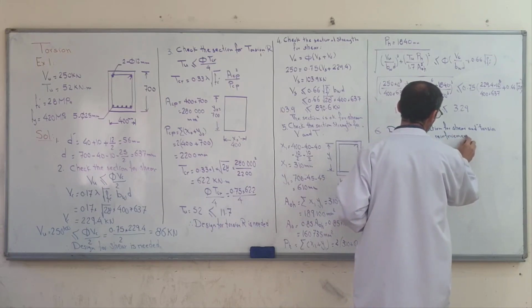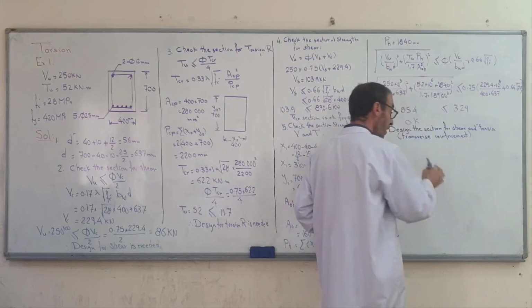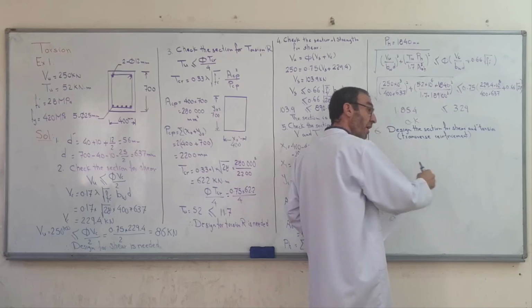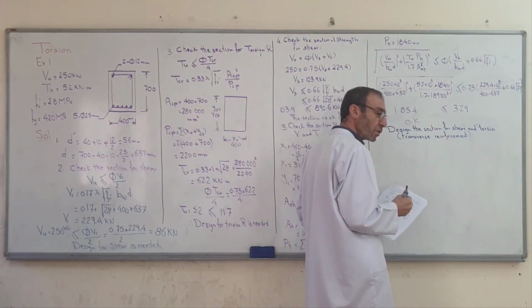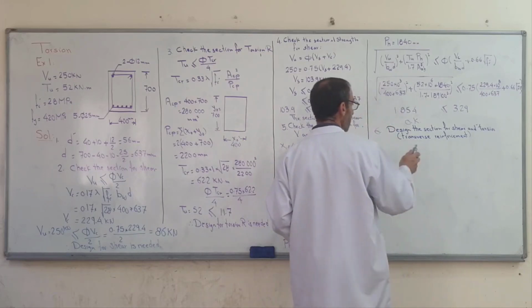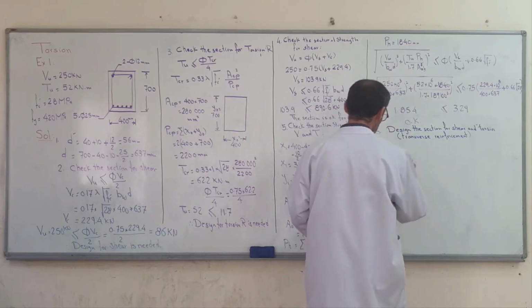We have two designs for torsion. One of them is transverse reinforcement, stirrups, the other is longitudinal reinforcement. We put longitudinal reinforcement also to resist torsion. Design the section for torsion.